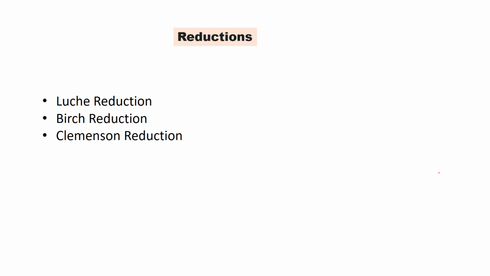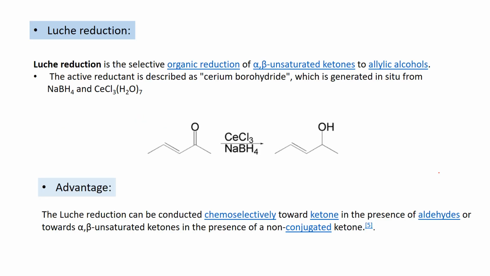The questions related to these oxidations we will discuss after discussing these three types of reductions. After that we will solve some previous year questions and some questions from books so that you will get an idea about this concept. So the reductions we will discuss are Luche reduction, Birch reduction and Clemmensen reduction. So what is Luche reduction? It is a selective organic reduction of an alpha-beta unsaturated ketone to an allylic alcohol.